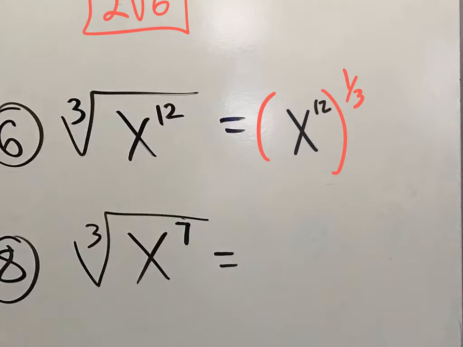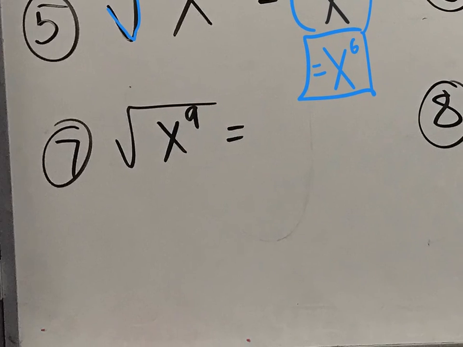X to the 12th. Now, again, from the section of exponents, power to a power you multiply. So it's really 12 times 1/3. You could do that on the calculator if you want, but multiplying by 1/3 is the same thing as dividing by 3. Same thing as multiplying by half is the same thing as dividing by 2. Right here, multiplying by 1/3 is the same thing as dividing by 3. So we are really lucky that this exponent is divisible by 3. So the final answer will be x to the 4th, because 12 divided by 3 is 4.